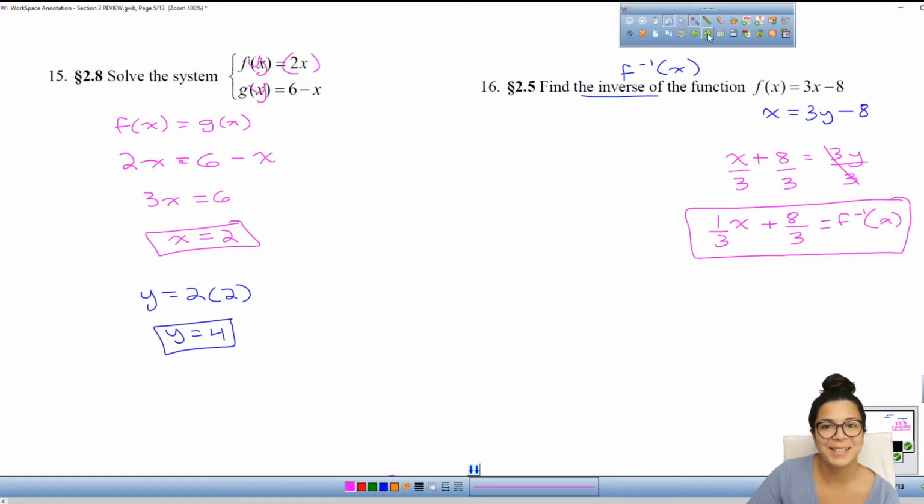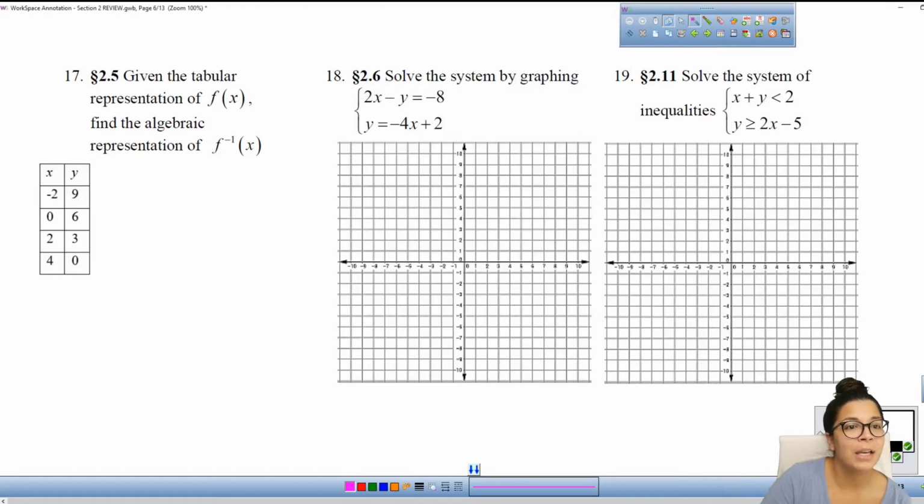Okie dokie. Let's move on to number 17. So given the tabular representation of f of x, find the algebraic representation of the inverse of f. So, all right. Now, normally what I do is I look at the table, because notice that we do have the y-intercept. So it's very easy to write the equation for this one, because I do need the equation for the inverse. So I could write very easily the equation for the original function with this table.